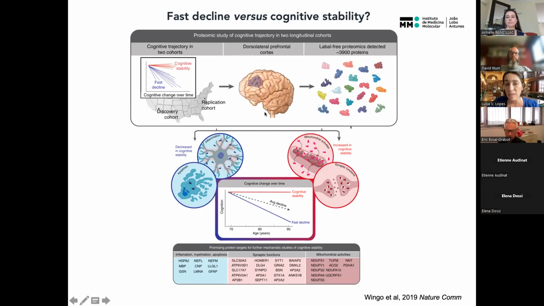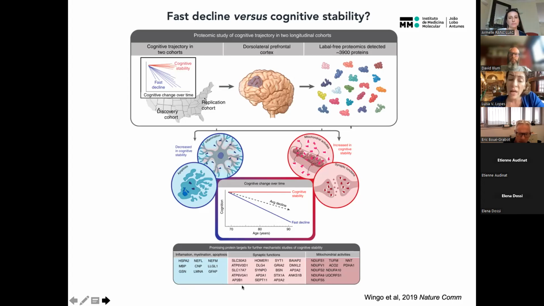More interesting was a cohort of human subjects in which the investigators had access to post-mortem cortical brains and did some proteomics. They could associate cognitive stability, here in pink, with increased synaptic proteins related to glutamate synapses and also with mitochondrial activity. This proteomic signature came mainly from neurons, whereas fast decline was associated with decreased proteins related to inflammation, myelination, and apoptosis.